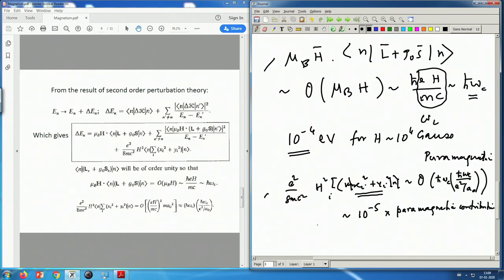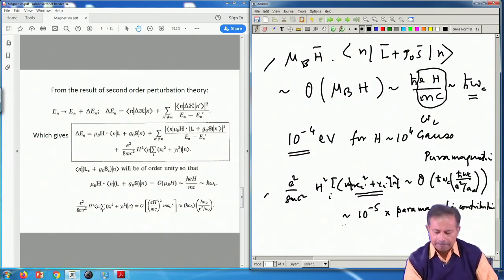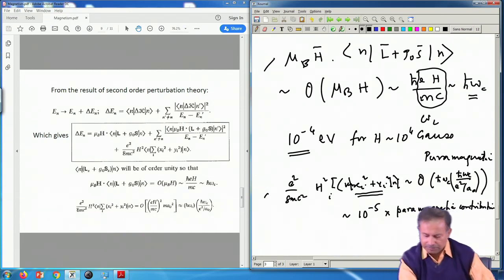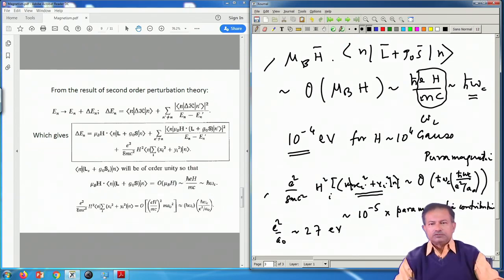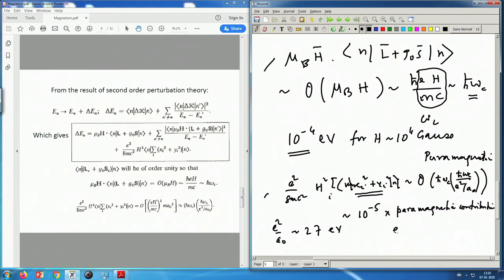Okay. So, this is exceedingly small compared to the previous one for the similar fields, for example. Typically, you see that e squared by a naught is typically about 13.6 into 2, about 27 eV. So, if you put these numbers the other way, this is also equal to E h. So, this term is also equal to E h by m c square into m a 0 square. Okay. This is the same as this.